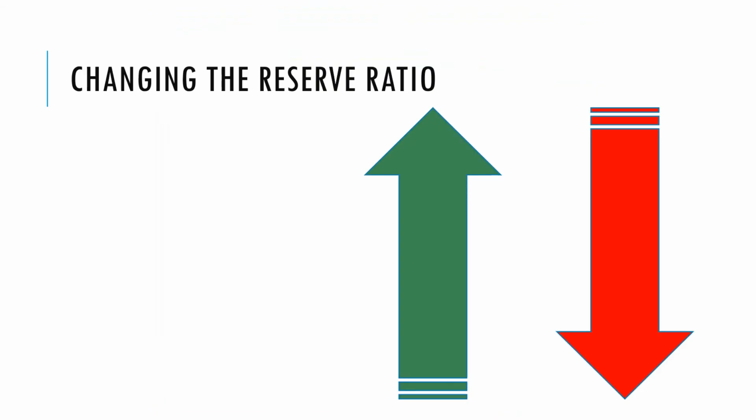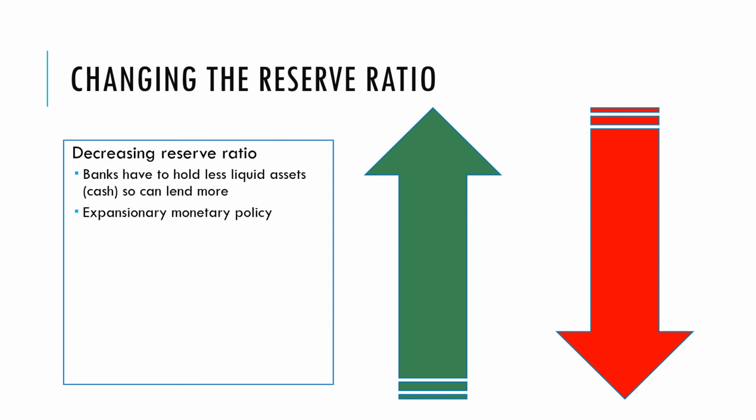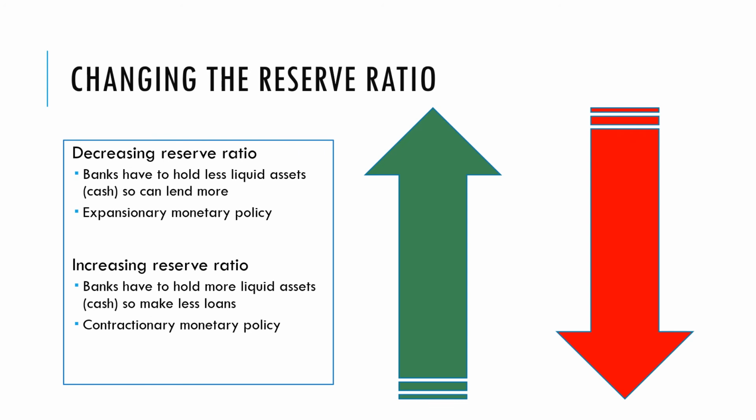So what's the impact of changing the reserve ratio? Well, if we decrease the reserve ratio, so banks have to hold less of depositors' money and notes in their vaults or within their businesses, then they can lend out more. And so this will lead to more investment, more borrowing, more consumption. We call this expansionary monetary policy. Increasing the reserve ratio will have the opposite effect. Banks have to hold more of depositors' money in the bank and can't lend out as much. So this would mean less borrowing, so less investment, less consumption, and would be contractionary monetary policy.